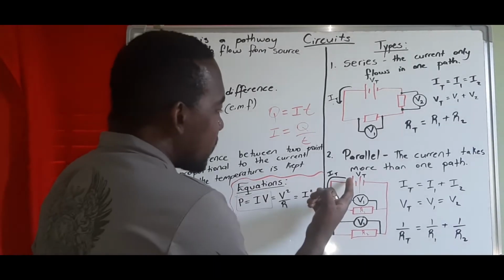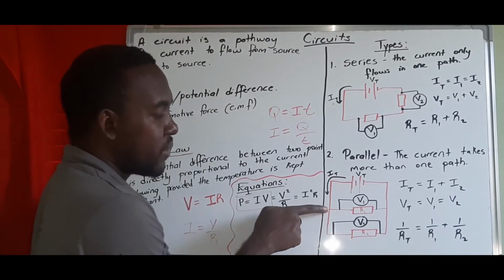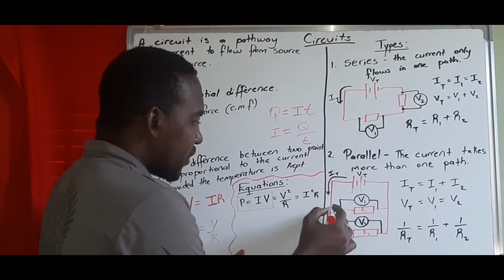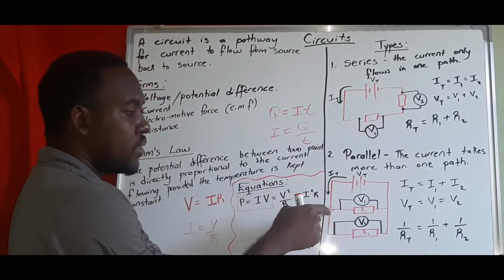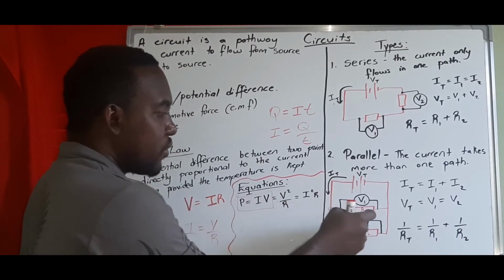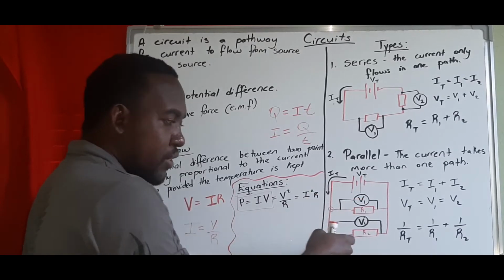So in this case, current leaves the battery and reaches this junction right here. So this here is called a junction, so it reaches a junction and it can branch off. So this is a branch. It branches off so some will go through R1, and notice it can also go through R2.